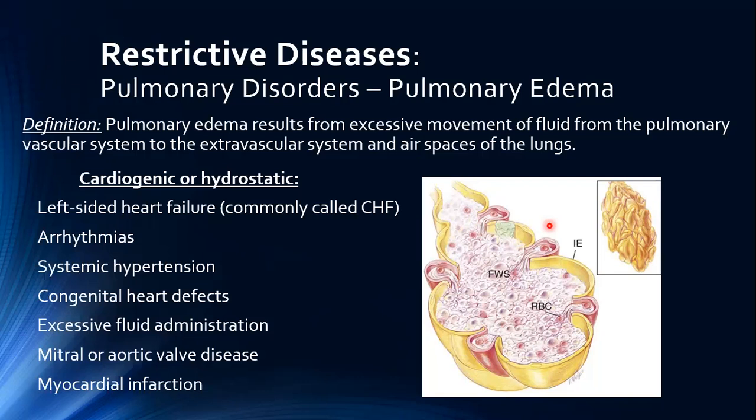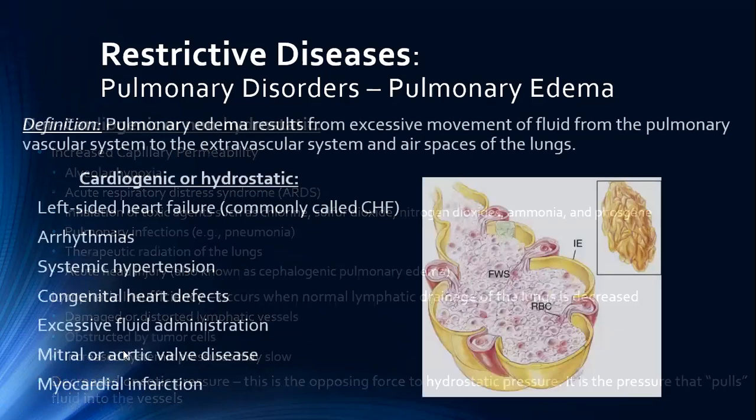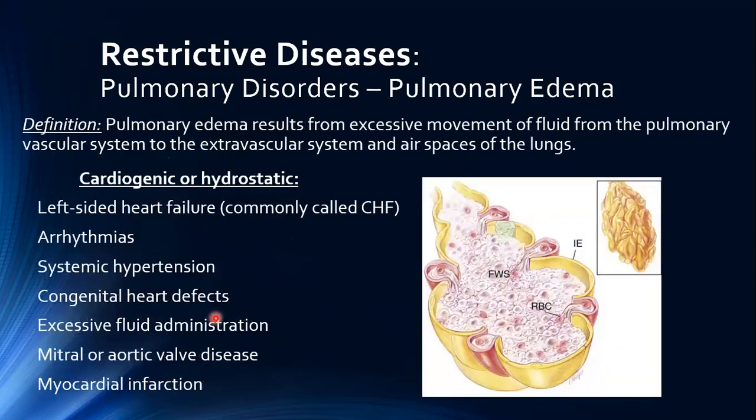So we have types of pulmonary edema: cardiogenic or hydrostatic, right? Cardiogenic or hydrostatic, like I just said. Left-sided heart failure, commonly known as CHF. If it's a heart problem, it's called cardiogenic or hydrostatic. That's when it's a cardiac-related pulmonary edema. So cardiac-related pulmonary edema is called cardiogenic or hydrostatic.